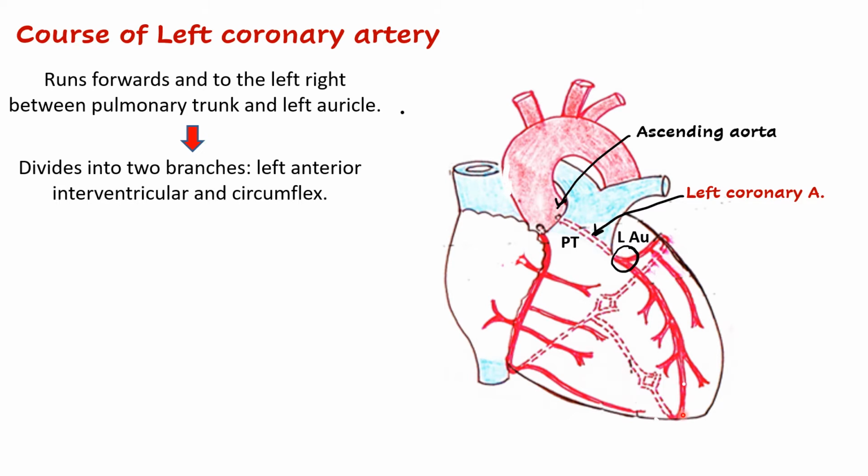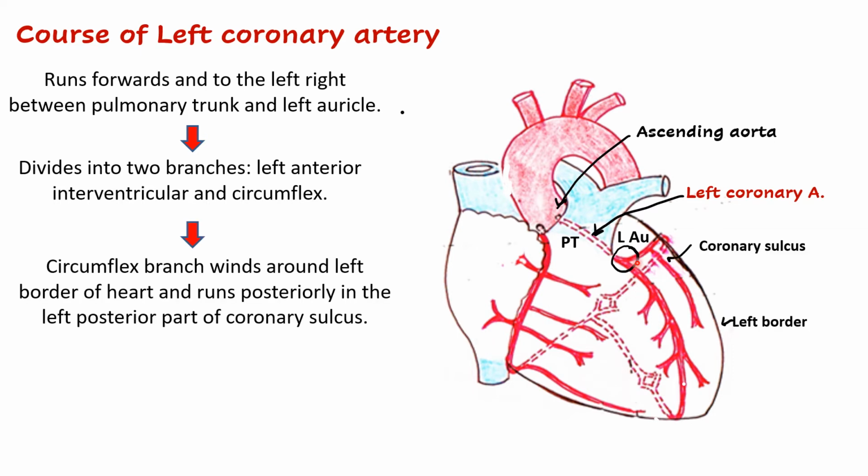This branch is known as anterior interventricular artery and this one is known as circumflex artery, right? So we will look at them when we do the branches of the left coronary artery. And circumflex artery, which is this artery, is considered to be continuation of the left coronary artery. So it divides into two branches, left anterior interventricular, also known as left anterior descending, and the circumflex branches. Now this circumflex artery is going to wind around the left border of the heart and then run posteriorly in the left posterior part of coronary sulcus. So this is what you can see here.